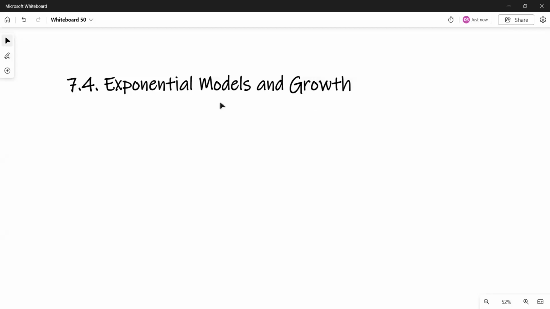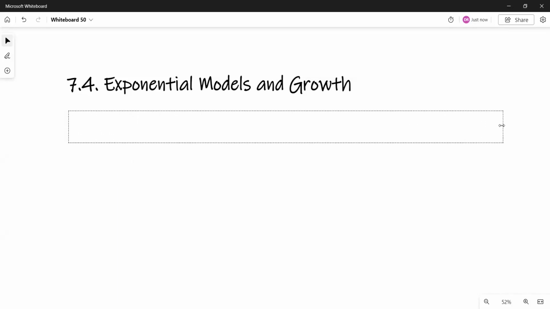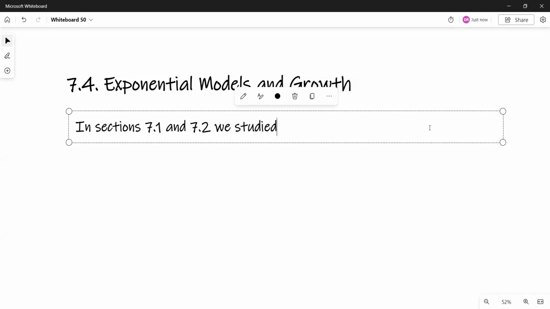Starting. We're doing section 7.4 today on exponential models and growth. So we did linear models in sections 7.1 and 7.2. And by the way, we're not covering 7.3. So in sections 7.1 and 7.2, we studied linear models, in which a quantity grows at a constant rate.